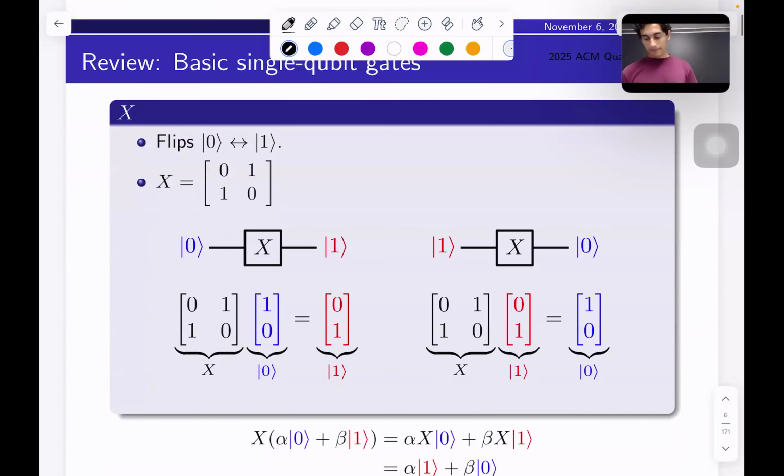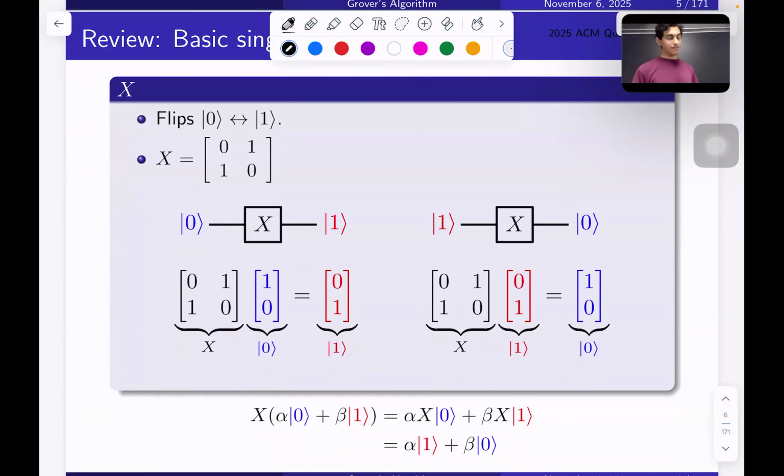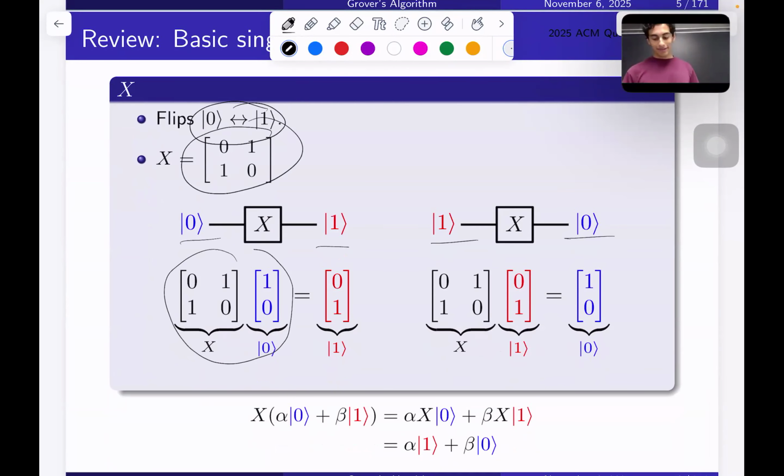Our single qubit gates: our X gate flips between 0 and 1 state, represented in a circuit diagram like this. And then again, it flips 1 to 0, 0 to 1. Every gate has a matrix form, and you can think of applying the gate as doing matrix multiplication on the column vector of the input, and then you get some column vector as your output.